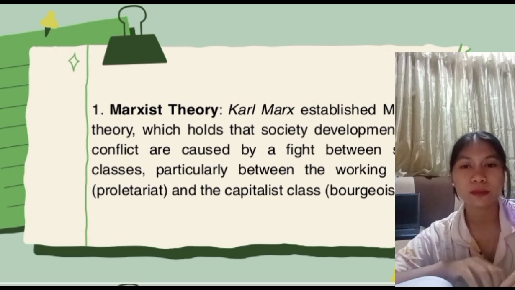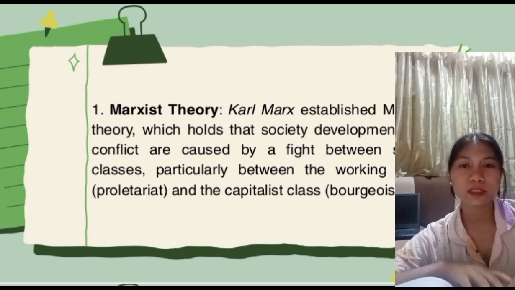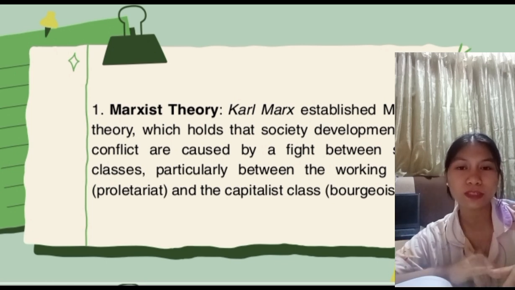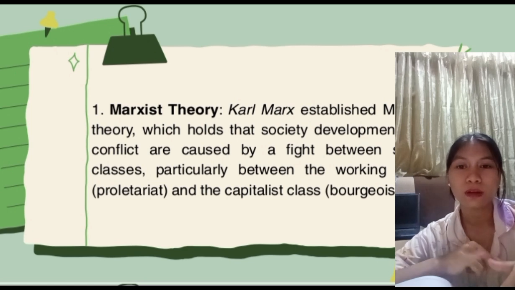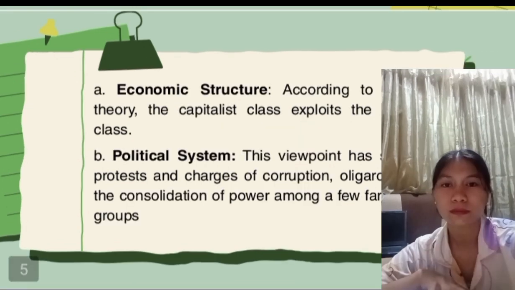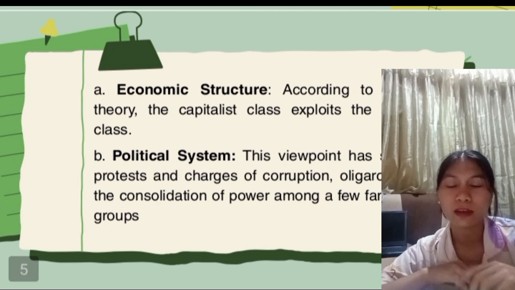So first is the Marxist theory. Marxist theory says that society is shaped by a conflict between two social classes, which are the bourgeoisie and the proletariat. The bourgeoisie is the ruling class or the capitalist, and then ang proletariat kay mao ni siya ang mga working class. So this conflict affects many areas of Philippine society.